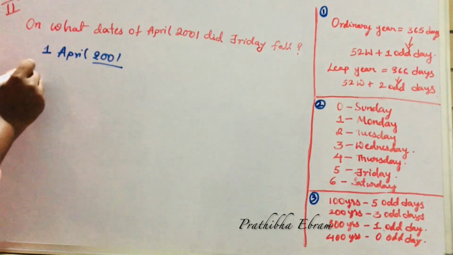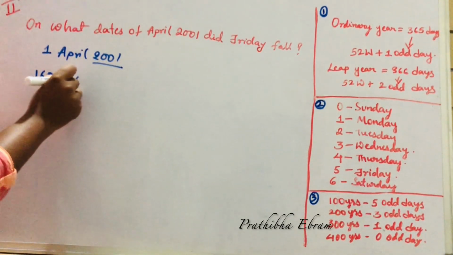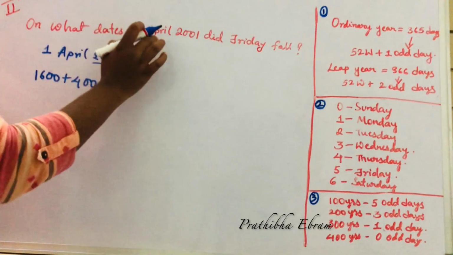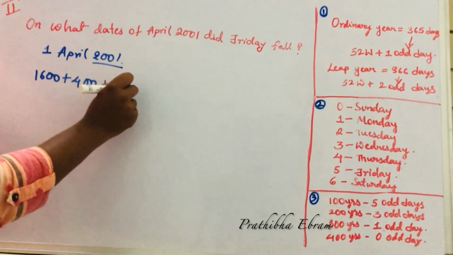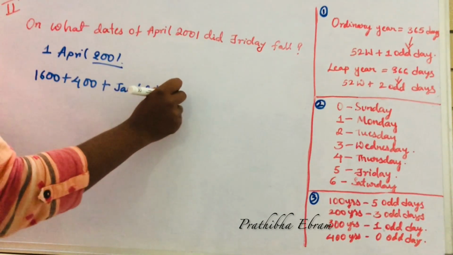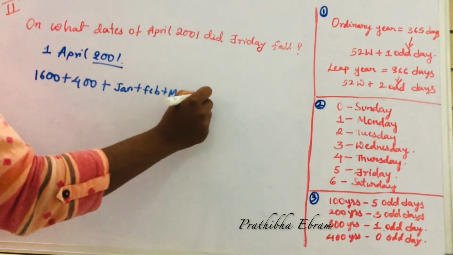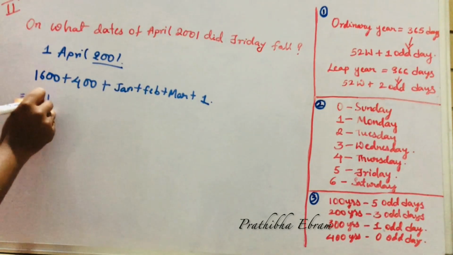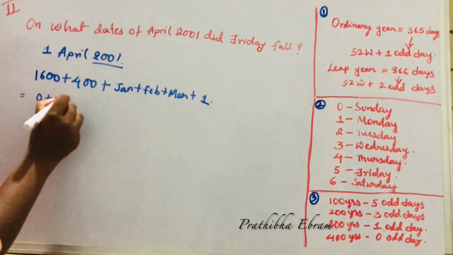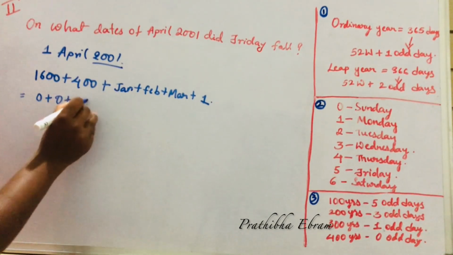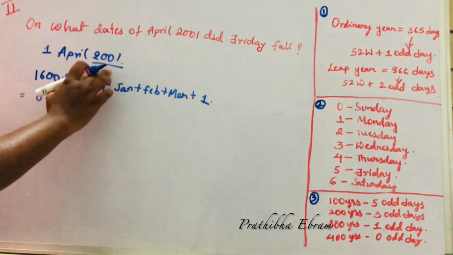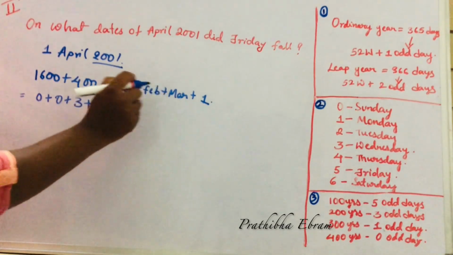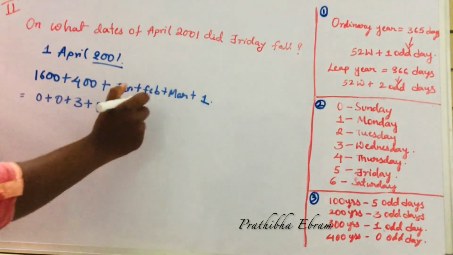Now this 2001 can be written as 1600 plus 400, 2000 finished. Plus in this 2001 year, you have only till April, right? So January, February, March, and in April you have only till 1st. Now as we have seen previously, 1600 odd days are 0 plus 400 odd days are 0, plus in January you have 3 odd days, plus in February, first you have to check whether the given year is a leap year or not. So this is not a leap year, therefore you have 0 odd days, plus March 3 odd days, plus 1.